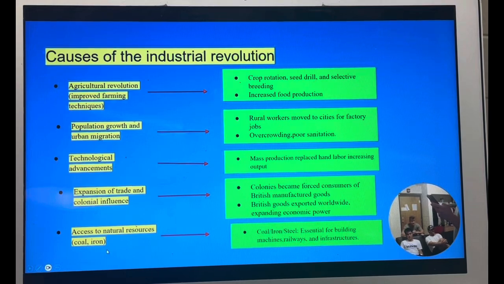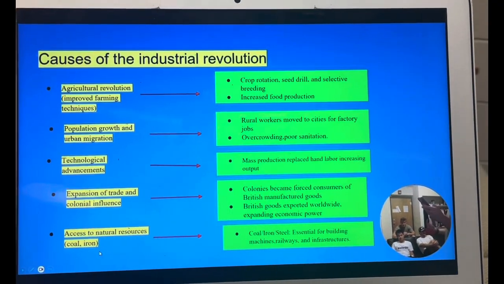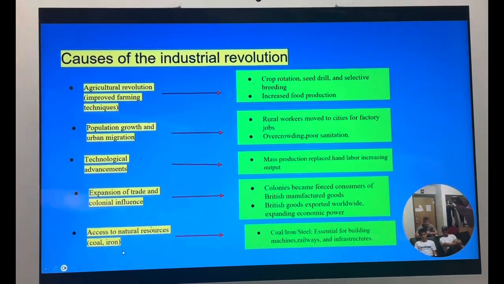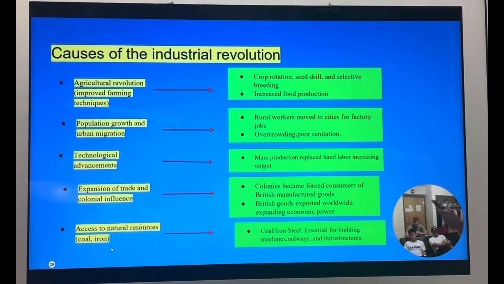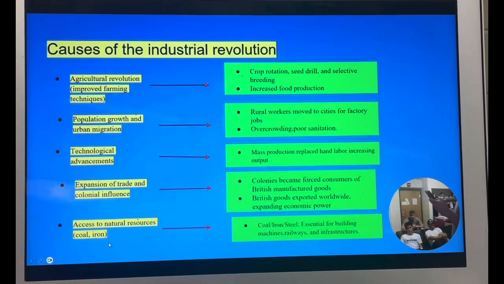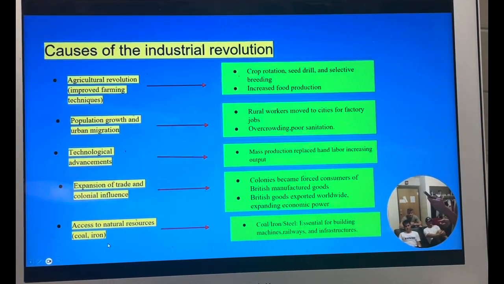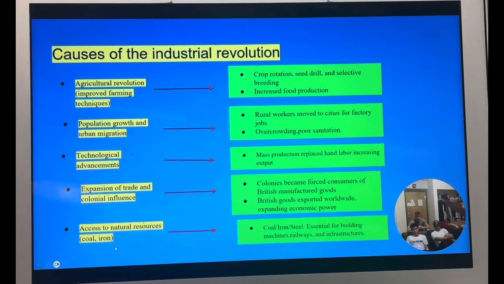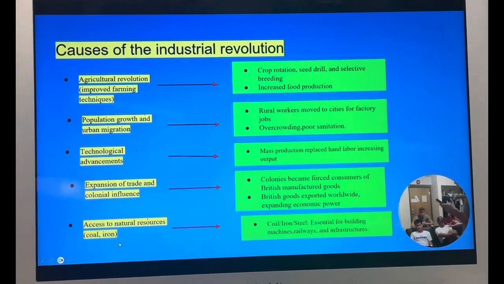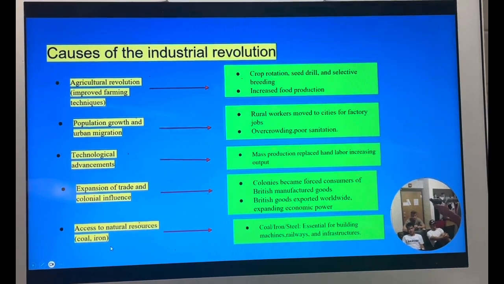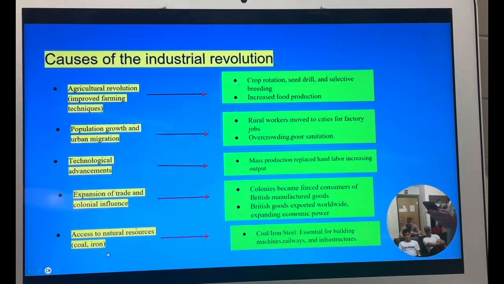Technological advancements were the mass production replacing high-end labor, increasing output. Then the expansion of trade and colonial influence that made the colonies forced consumers of British manufactured goods. And then last but not least, access to natural resources, coal, iron, and steel, which were essential for building machines, railways, and infrastructure.